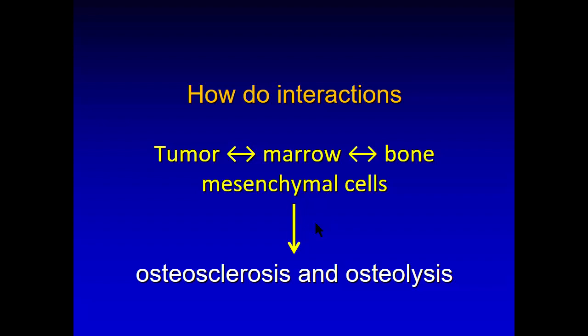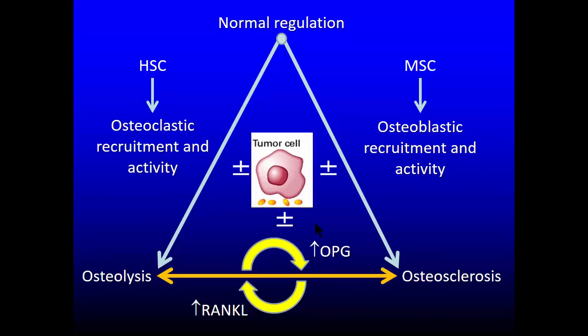Another way to put it is, what are the interactions that occur between tumor cells and normal marrow and bone marrow mesenchymal cells that lead to this osteosclerotic and osteolytic disease? Now, if we put it down really simply, this is how you put it. Mesenchymal stem cells transform into osteoblasts, which then become active and lead to osteosclerosis. And tumors will either promote or deregulate that pathway, leading to osteosclerosis.